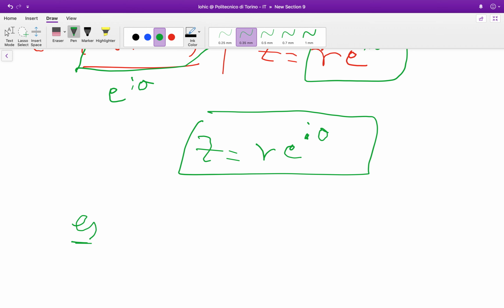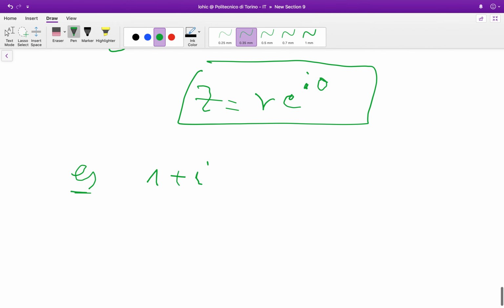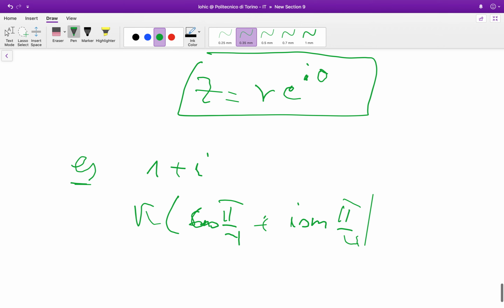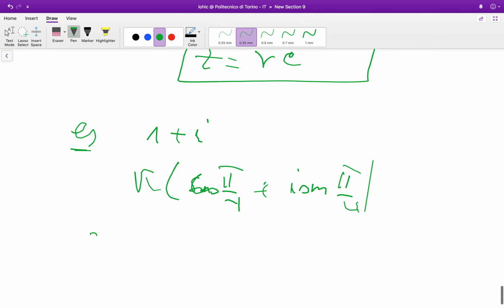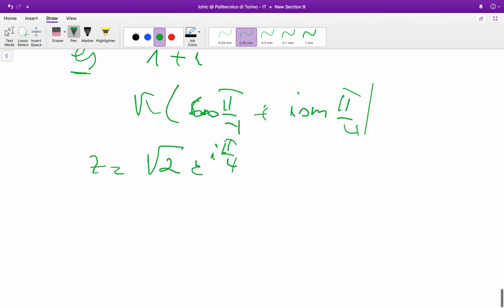The example we saw, 1 plus i, I remind you that we saw that 1 plus i was root 2 multiplied by cosine of pi over 4 plus i sine of pi over 4, right? This was the trigonometric representation. The exponential representation of this number will be root 2 then exponential of i pi over 4. Is that clear? Okay.